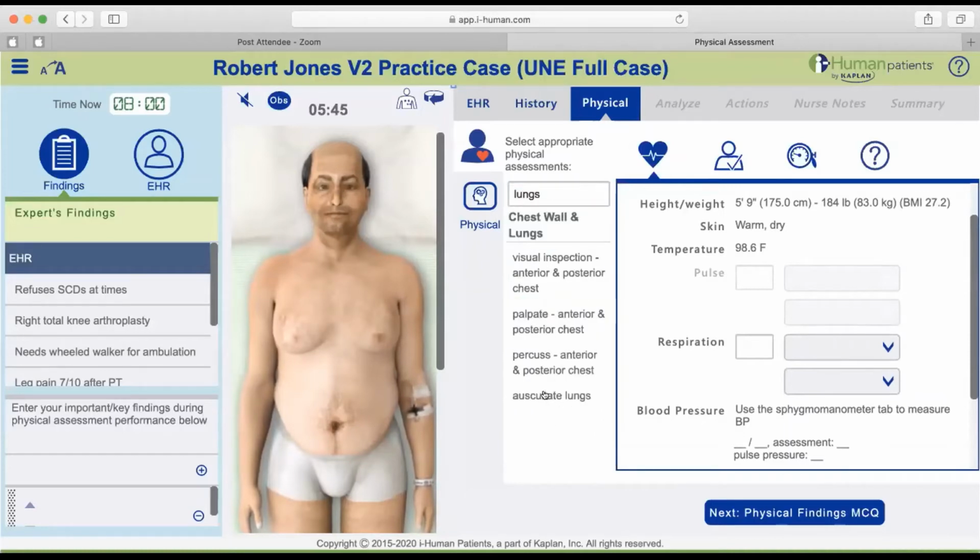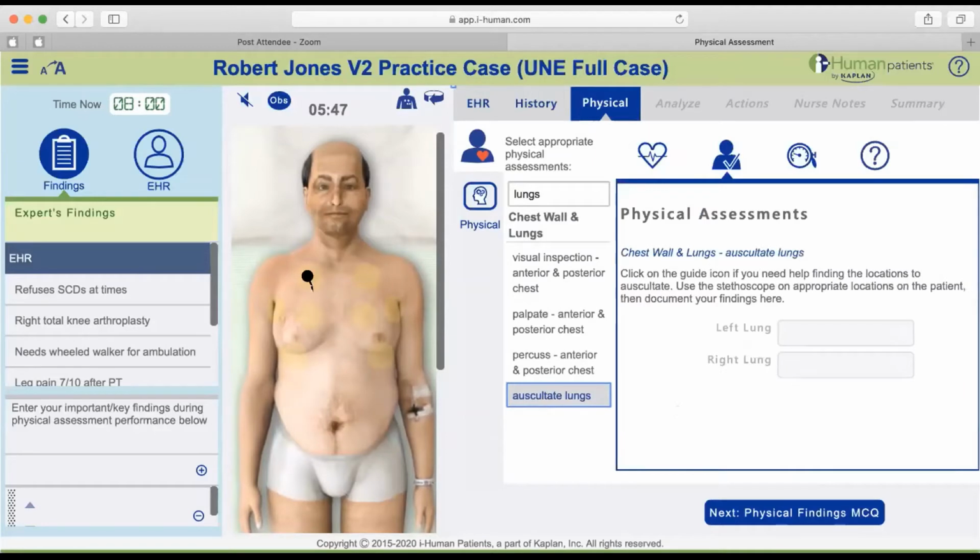So let's auscultate the lungs. I can place my stethoscope, and our system will identify the skill that the student completed. How long did they listen? In what order did they listen? And what were those findings?